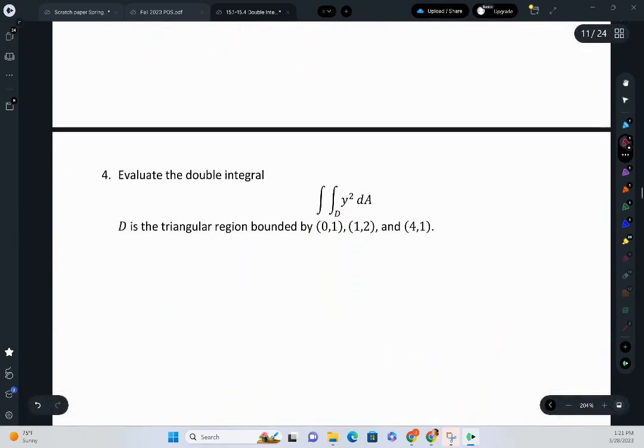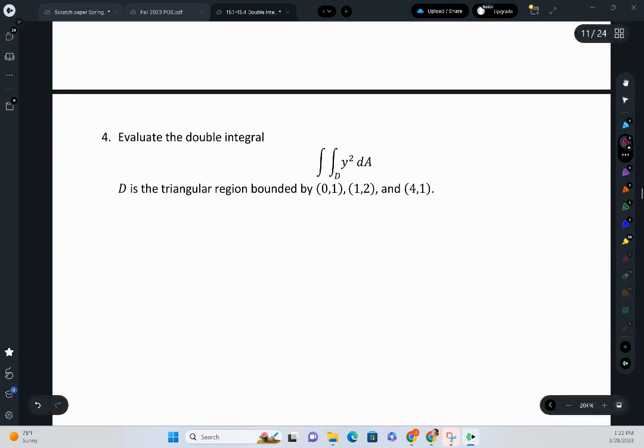All right, next example. We want to evaluate a double integral over D of y squared dA. And our D, our region of integration, is a triangular region, and it is bounded by the points (0, 1), (1, 2), and (4, 1). I'm realizing the time on this, and I think, yeah, I'll do this one problem and then I'll do a part 2 video.